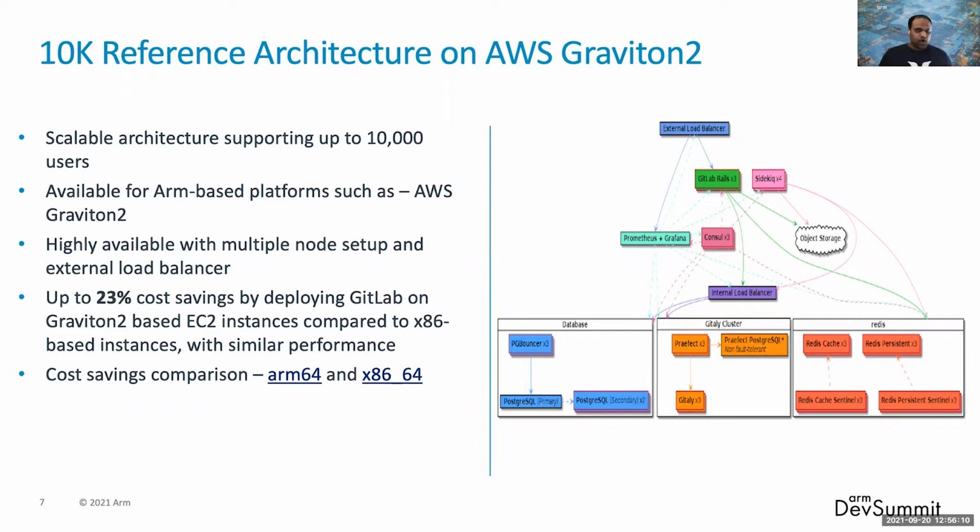There are configuration settings that are recommended by GitLab. What we employed while doing our performance testing was what is called test requests per second rates. There are different per second rates that I'll talk about in a second. Here I have also made a note that we see up to 23% cost savings by deploying GitLab on Graviton2 based instances compared to the x86 based instances that we used. And we'll see the cost saving comparisons as well.